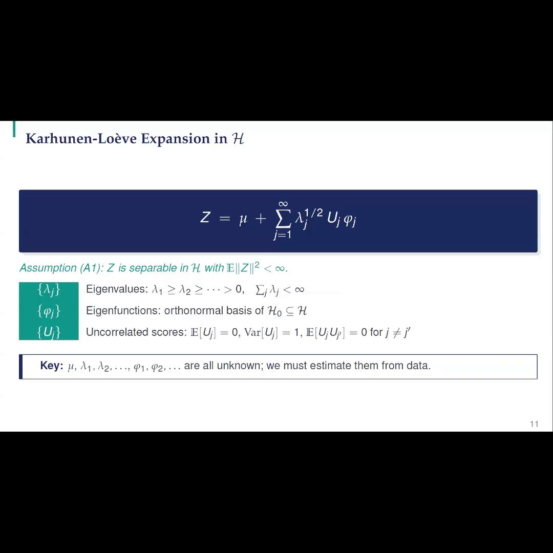You get the expansion up there. You also get that the eigenfunctions form an orthonormal basis of a very well-defined subspace H0 of H. It's a separable subspace. And the scores are uncorrelated. They have variance 1 and mean 0. However, they could be dependent because we're not assuming Gaussianity. And if you look at interactions among higher order terms, they may not go to 0. Okay, but the mean, the eigenvalues and the eigenfunctions are unknown, right? So our goal is to rectify that.